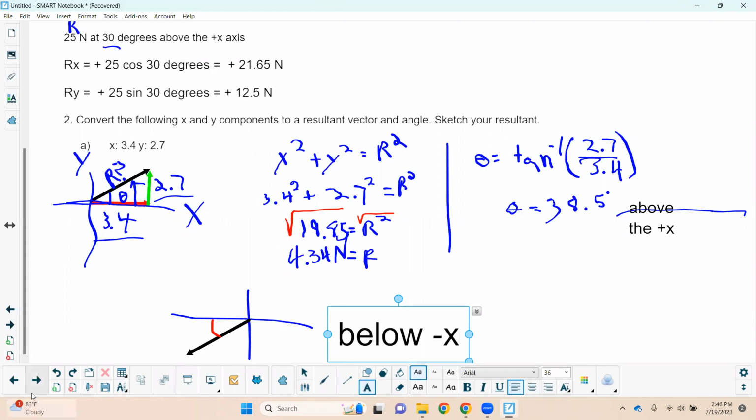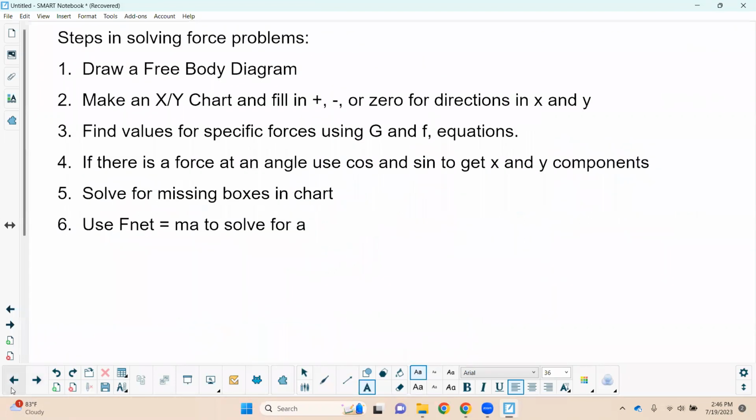Okay, so we're good with reviewing vectors, and the next part is to get into how we solve these problems. I'm going to go into more detail next video, but these are the steps. Step one, you draw your free body diagram. We've done that fine. We're going to make an XY chart. We've done some of that as well. So we've figured out if it's going right or left or up or down. And if it's not going in that direction, it's a 0. We did this with simple situations. We'll do it with more complicated ones coming up.